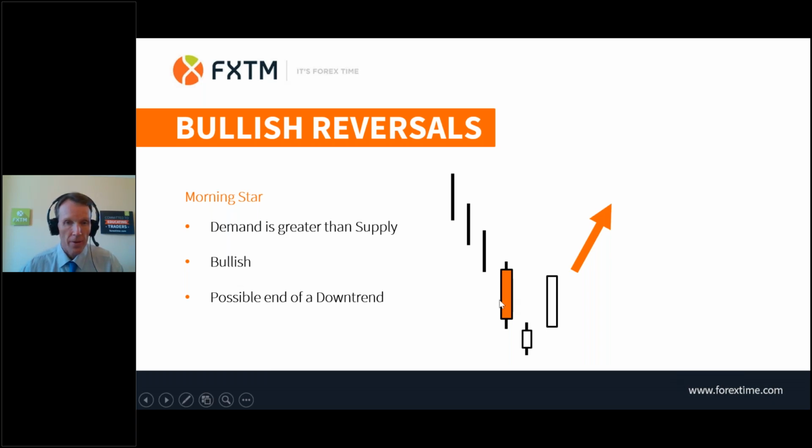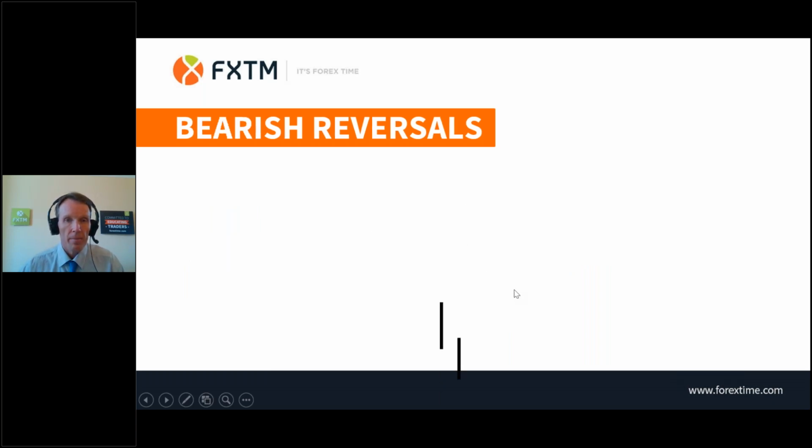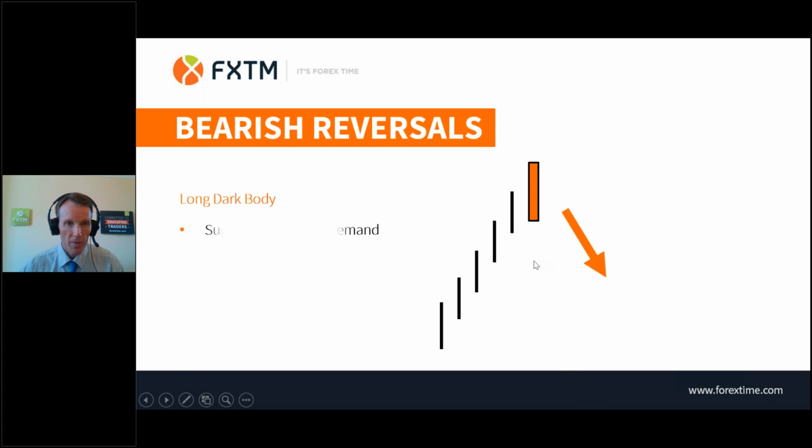Right, let's go on. Okay, bearish reversals, exactly the opposite. We've got an up movement here, and all of a sudden a lot of sellers coming in. So it's possible. This candle is called a long dark body. Supply is greater than demand. It's a possible end of an uptrend.